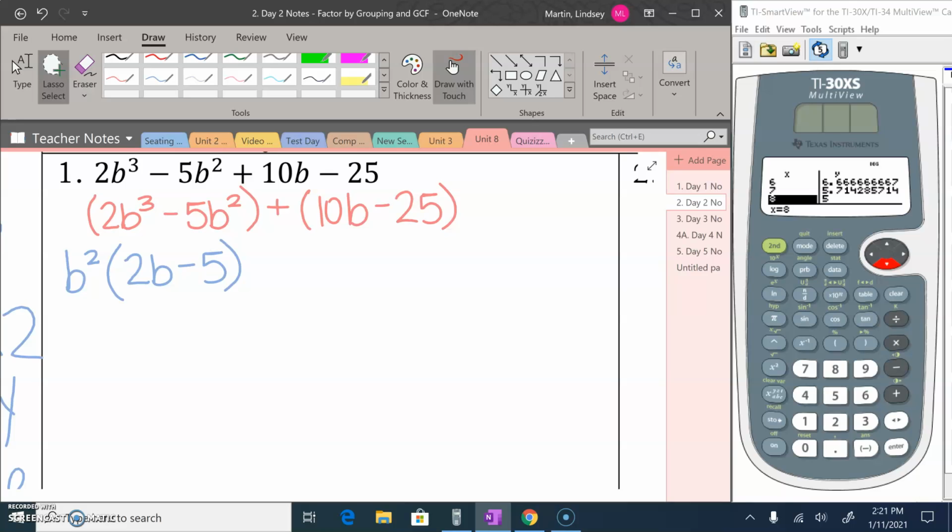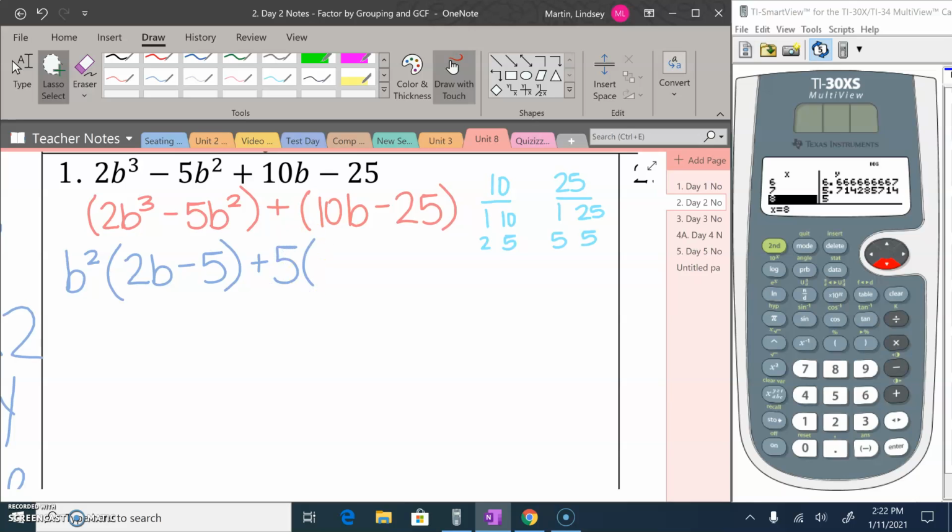Because b squared is my GCF. In my next group, I have 10b and negative 25. We know that we can't take a b out because there's not a b in both terms. But we can break down 10 and 25 to find out our GCF. 1 and 10, 2 and 5, 1 and 25, 5 and 5. So we see that our GCF here will be 5.